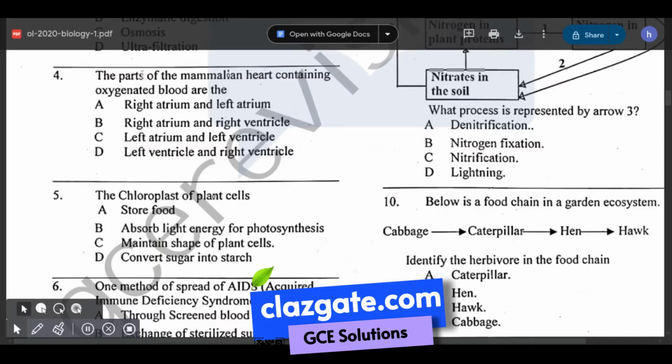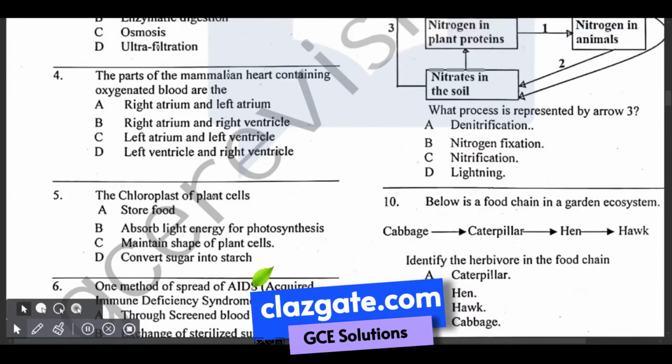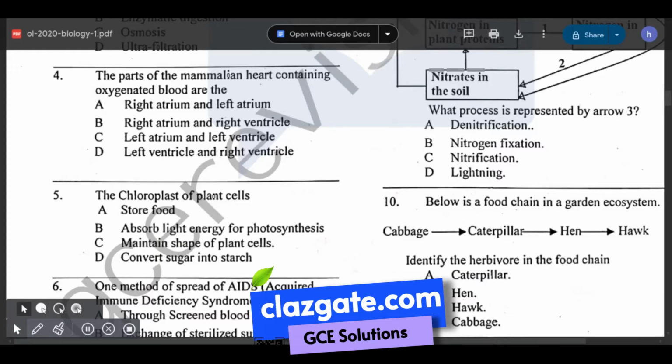And then we have question number 4. The parts of the mammalian heart containing oxygenated blood are: the right atrium and left atrium; the right atrium and right ventricle; the left atrium and left ventricle; or the right ventricle. It is the left atrium and left ventricle. So that's C.